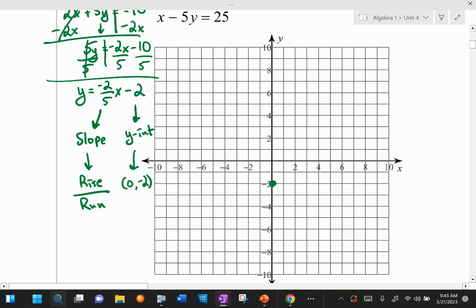And the slope is negative 2 over 5. Okay, again, I think it's easier to just keep the negative with the top number. So I'm going to go left 2, up 5. 1, 2, 3, 4, 5. Okay, if you need to do one more, you just go from there and do left 2. 1, 2, 3, 4, 5. And then that's your line.